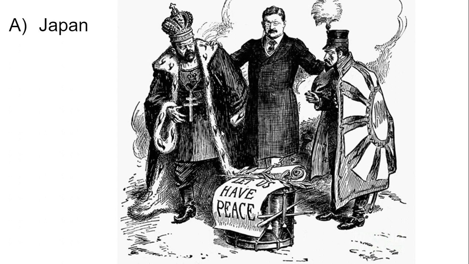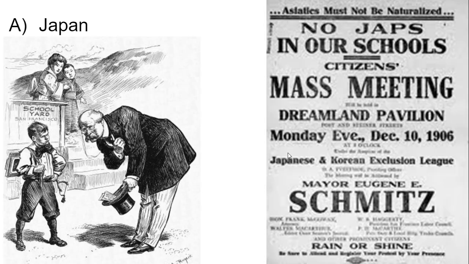When both sides are bogged down in Manchuria, he's able to negotiate a peace that doesn't satisfy either side, but does win him the Nobel Peace Prize. And so already at the beginning of his term, what we're seeing from Theodore is a willingness to insert himself into world affairs in a way that we've never really seen an American president do before.